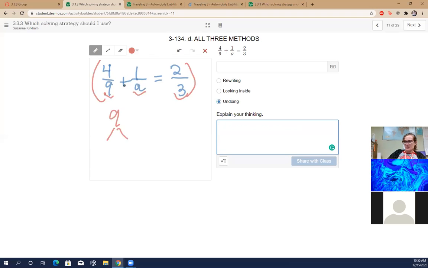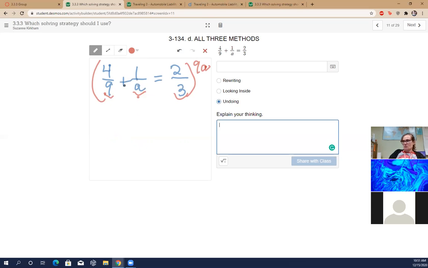we can also say that this is 3 times 3. And then our a, that's just an a. And then our 3, well, we've already got a 3 down here, so we don't need to write another 3. So what we can do is we can just times the whole thing by 9a. And then when we do that, that will get rid of all the fractions. We won't have any fractions that we're trying to add.